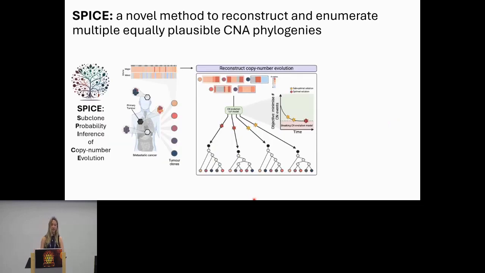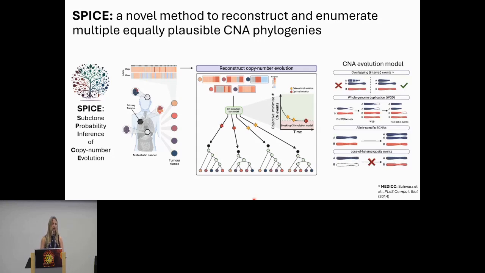Specifically, SPICE takes as input copy number clone profiles and uses an integer linear programming model that aims to minimize the number of copy number alterations within the tree. We can enumerate completely unique solutions that are both optimal and suboptimal. The copy number evolution model that we use incorporates overlapping or interval events, which are large events that span large regions of the genome, and this is a principle first introduced in MEDIC.